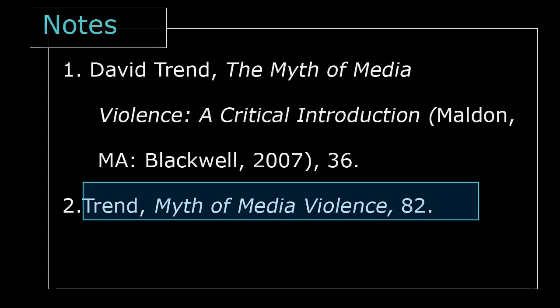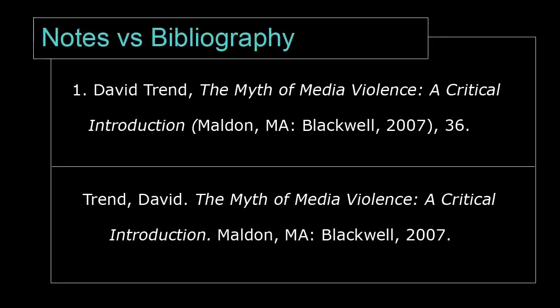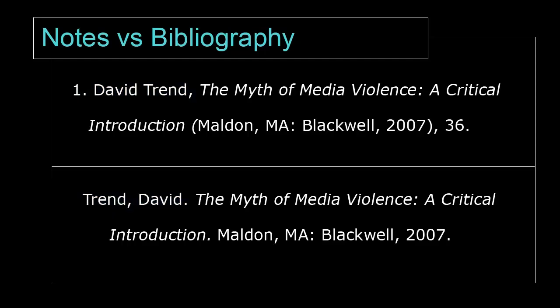At the end of your paper, you give a bibliography, which has all the sources you referred to in your notes. This means you need to give the citation twice, once in the notes and once in the bibliography. The bibliography should be in alphabetical order by the author's last name. Your citations need to be formatted somewhat differently in the bibliography than in the notes. The notes include the page number, but the bibliography doesn't. In the bibliography, the author's last name comes first. The punctuation is also different, with periods between most citation elements rather than commas.